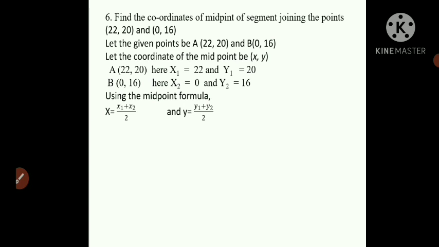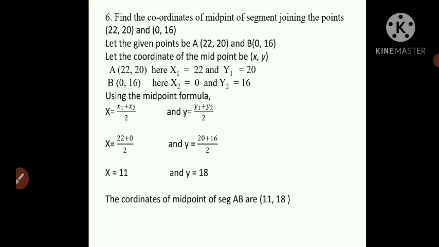B is 0, 16 means x2 is 0 and y2 is 16. Now by using the midpoint formula, the midpoint formula is for x, (x1 plus x2) upon 2, and for y, (y1 plus y2) upon 2. So x will be, x1 is 22 plus x2 is 0 upon 2, and for y, y1 is 20 and y2 is 16. So 20 plus 16 upon 2.